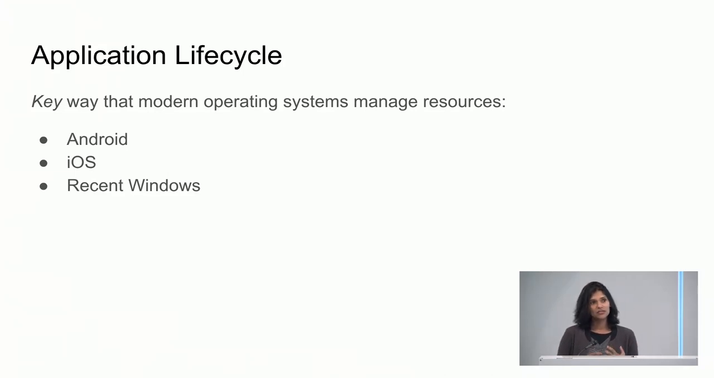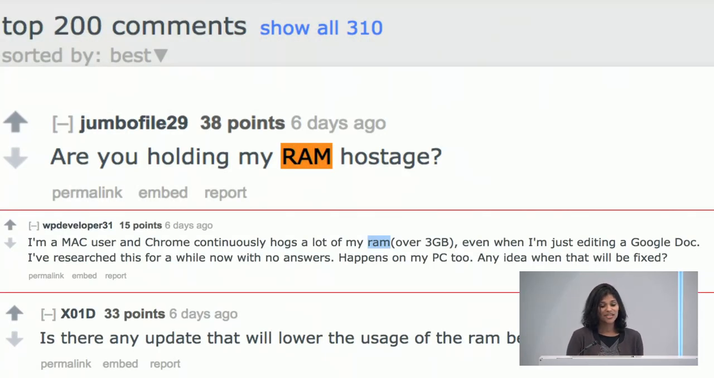Application lifecycle is a key way that enables modern platforms like Android and iOS to manage resources, which is basically reallocating them in a way that best benefits the user. So this sentiment might resonate with some folks here. This is from a recent Reddit thread, maybe a year ago, with the Chrome team, and this constantly keeps coming up from time to time. Users, even on fairly high-end devices using Chrome, get into this problem where it feels like the browser is hogging all these resources, not relinquishing memory, and draining battery and so forth.